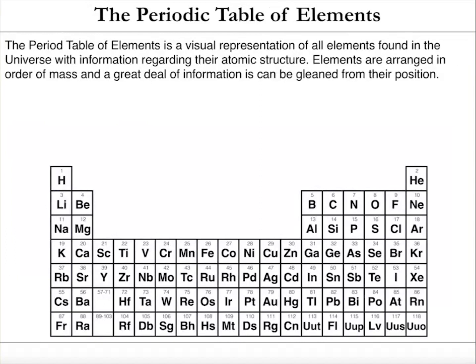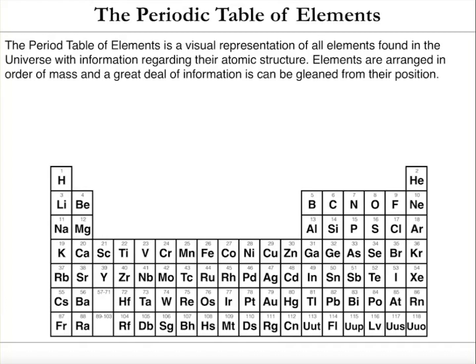It's a visual representation of all the elements found in the universe, and it contains a lot of information regarding their atomic structure. So if you can understand what you're looking at when you're looking at the periodic table of elements, it really helps you understand chemistry in general and biochemistry specifically.